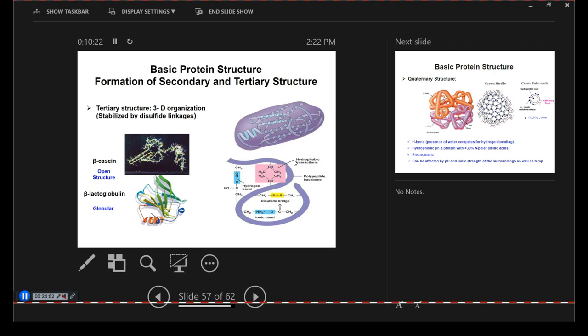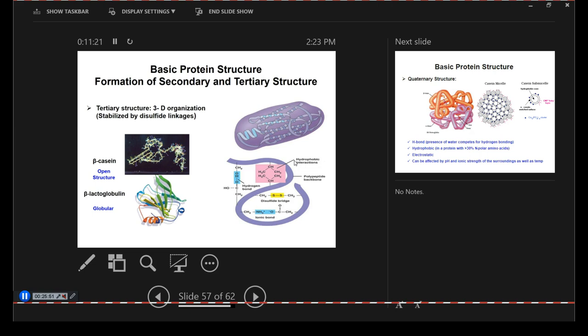Casein is an open structure, and again, because of the high proline concentration, more than 17% of the amino acids in casein is proline. So you really don't have much of a secondary structure, and your tertiary structure, because you don't have that much flexibility of bending, is mostly an open structure protein. So you don't have the hydrophobic residues hiding in the interior of the protein. It's mostly exposed on the surface along with hydrophilic groups, and that's what makes casein a natural emulsifier, because your hydrophobic residues are exposed on the surface. Whereas the globular proteins, such as whey protein and beta-lactoglobulin, you have mostly hydrophilic residues on the surface, and your hydrophobic residues are on the interior.